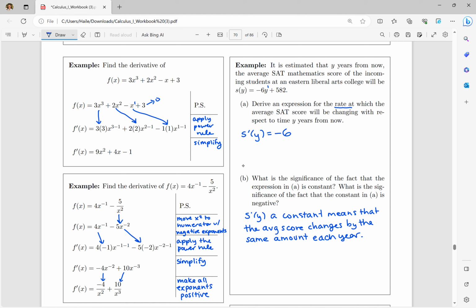Part B also says, what is the significance of the fact that the constant in A is negative? So s prime of y negative means that the average score decreases each year. And that makes sense, right? Because if something is changing in a negative way, that typically means that it's getting smaller or it's decreasing.